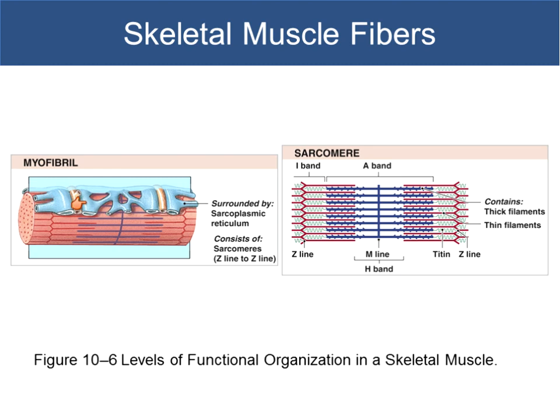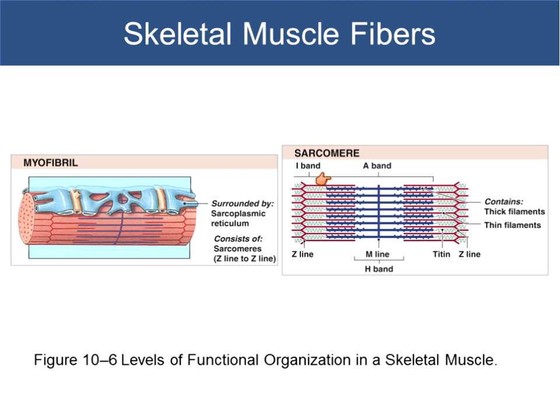Then we have our triad, with one terminal cisterna, two terminal cisternae, and then the T-tubule. And the T-tubule is going to release the calcium that's being held in the sarcoplasmic reticulum, in the terminal cisternae of the sarcoplasmic reticulum, and it releases it over the zones of overlap.